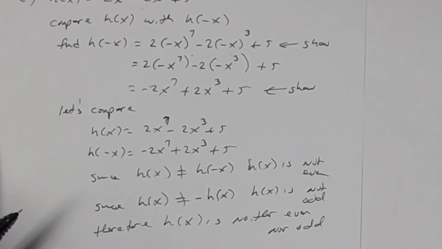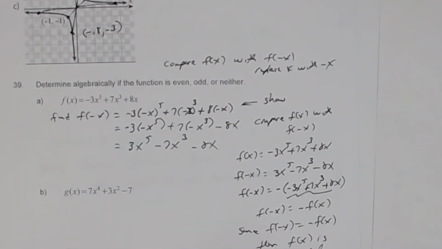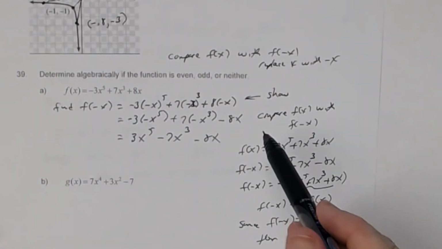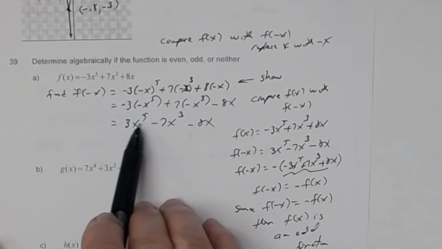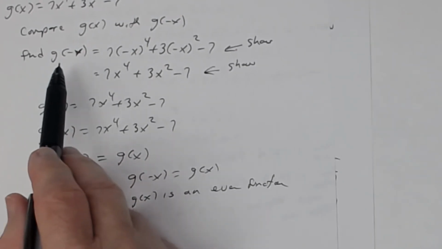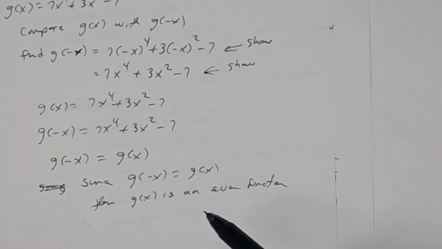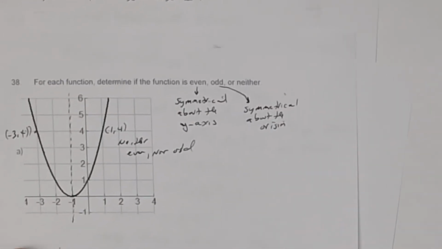That's how you're going to determine algebraically whether a function is even, odd, or neither. The ones we're going to deal with will all be polynomials, so it'll be a little easier for you. But remember what you need to show. You have to show this part here, then this part here, and then make a comparison. Same thing here: show that you're finding g of negative x, simplify, and then make a comparison. Tell me why it's even, odd, or neither. And that is the key to problems 38 and 39.